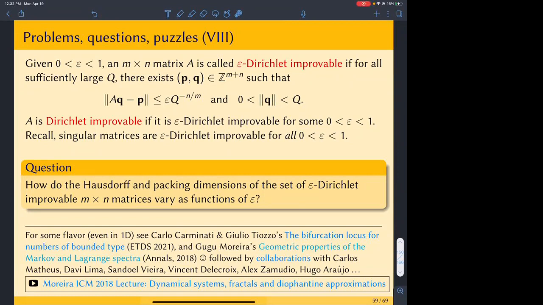And if you want some flavor for this one-dimensional problem about not matrices, but numbers, m equals n equals 1, if you want to see how complicated this question really is in the 1D case, I strongly recommend Carlo Carminati and Giulio Tiozzo's paper, Bifurcation Locus for Numbers of Bounded Type, and Gugu Moreira's paper on the geometric properties of Markov and Lagrange spectra. I hope these authors will eventually be invited to speak at this seminar. These are very amazing papers. Both of them are very beautiful.